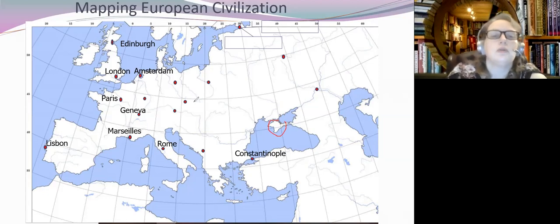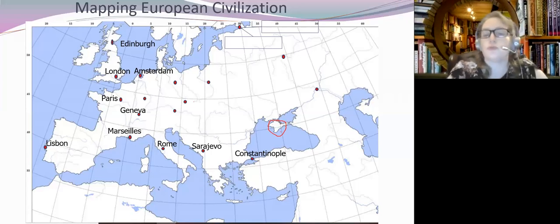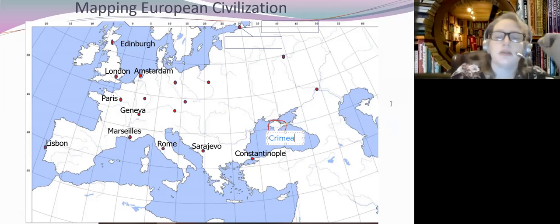If it will let me annotate, there we go. This is the Crimea. The Crimean Peninsula is rather important in terms of its significance to the Russians. And it's going to be the place where eventually they put their Black Sea fleet. It's going to be where, in fact, the Yalta Conference of the Second World War is going to take place, right here on the Crimean Peninsula in the Black Sea. So keep that in mind.